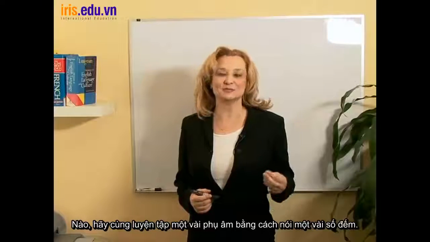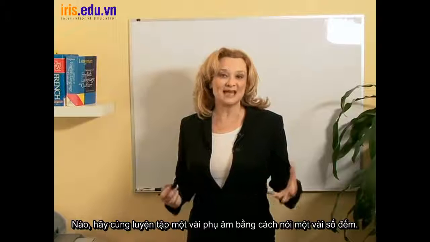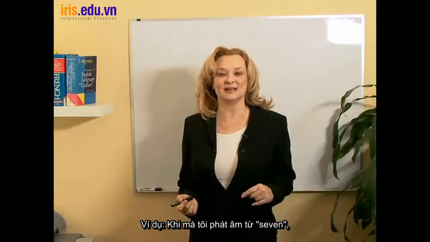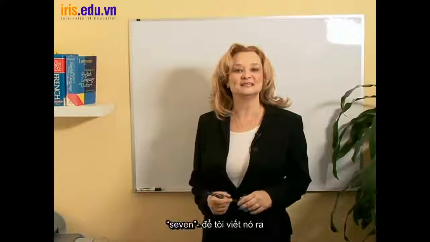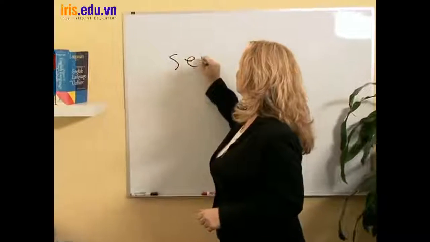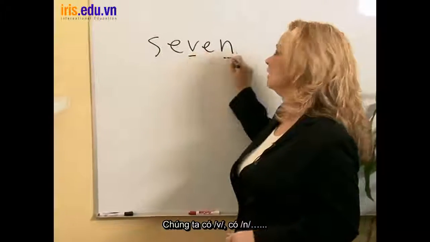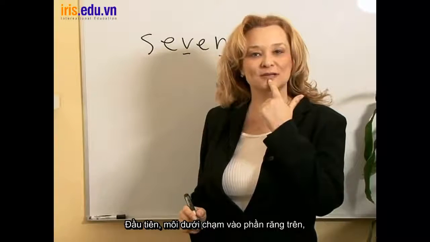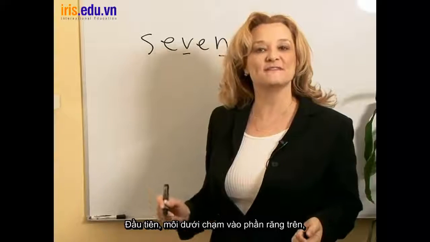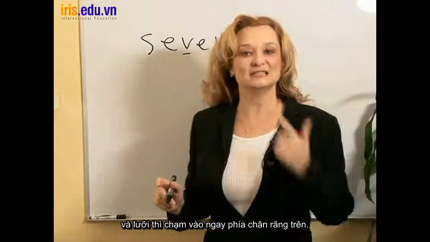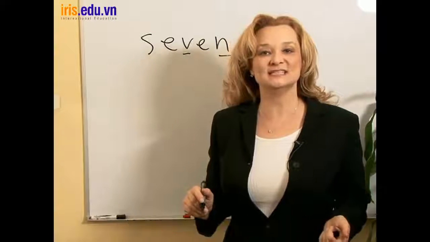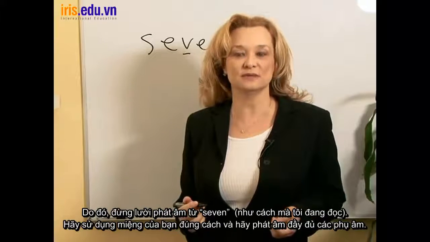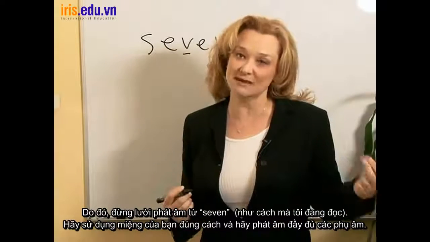Okay, let's just practice pronouncing some consonant sounds by saying some numbers. For example, if I say the number seven, look what's happening in my mouth. Seven. Let's write it down. We have a V and we have an N. So first, my lower lip is touching my upper teeth, V, and then my tongue is touching right behind my upper teeth. Seven. So don't get lazy and say "seh-en," but move your lips fully and pronounce every consonant.